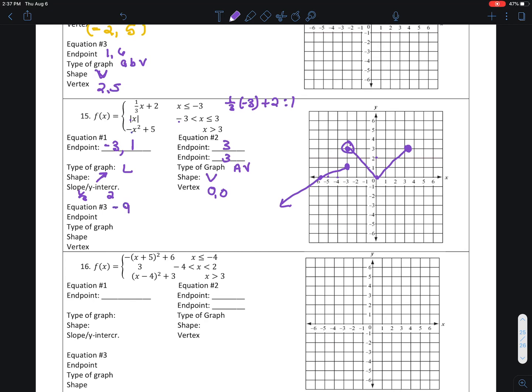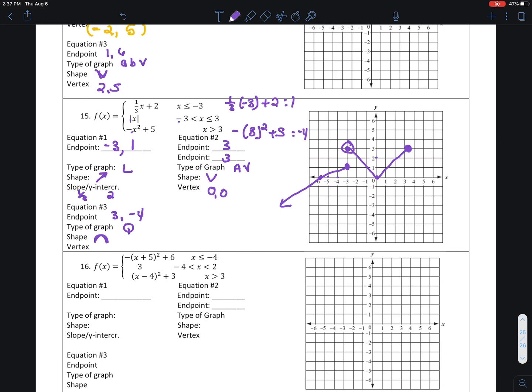And then finally we have a quadratic, and so we're going to put in 3 for that. We get -3 squared plus 5, which is 9. -9 plus 5, which is -4. So this, our endpoint, is going to be 3, -4.